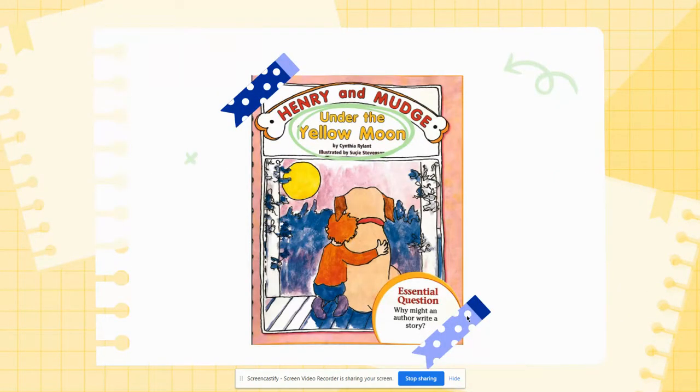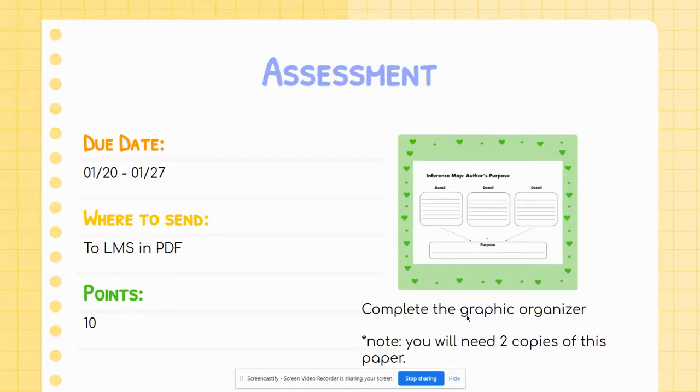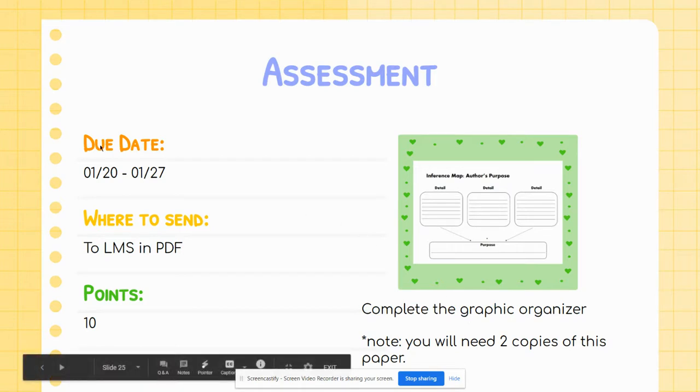This is the story that we are going to read. It's called Henry and Mudge Under the Yellow Moon. You guys have this in your textbook. And as for your assessment, you have to complete the graphic organizer. Here you have a picture of the graphic organizer. We are going to be reading the story, and as we read the story in class together, we are going to complete the graphic organizer. Once you're done, you're going to send this to LMS in PDF, and this is worth 10 points. You have until January 27, but of course, if we don't finish, I'm going to change the due date. But we're going to be doing this together.